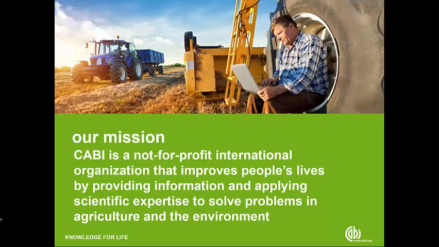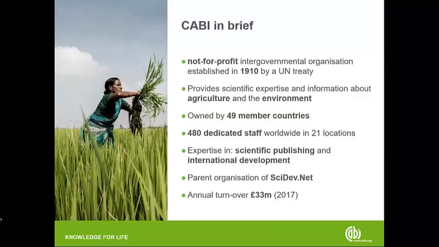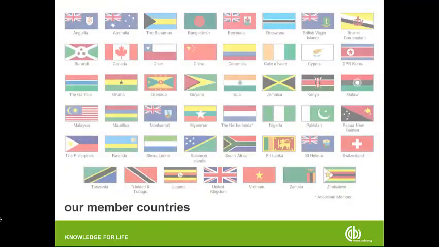And what we do at CABI, we actually address issues of global concern such as food security using science, information, and communication. So who is CABI in brief? It was established in 1910 by the United Nations Treaty, provides scientific expertise and information about agriculture and environment. It's owned by 49 countries. It has about 480 staff around the world, and we are expert in scientific publishing and international development.